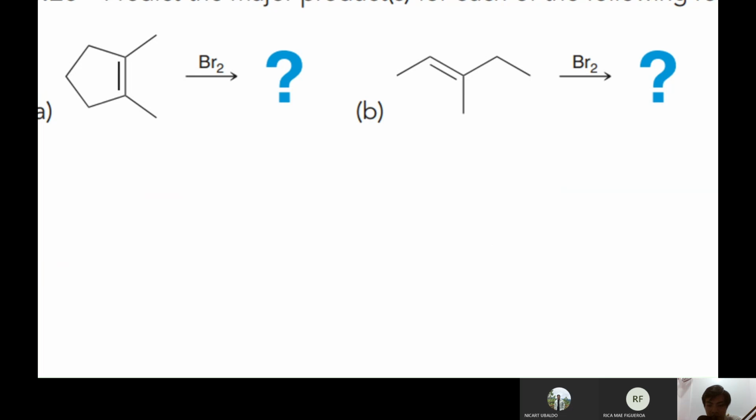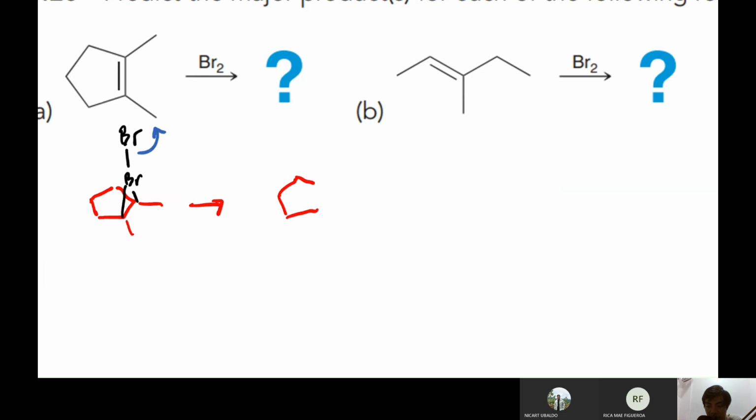So letter A, we have here this molecule na may bromine. Pakita natin yung magiging reaction. Ipahiga ko yung molecule. Yung double bond, aatake yan sa iyong bromine. Tapos magkakaroon ka ng bromonium ion, di ba? Kunwari, yung Br ko, parehas nasa taas. Ganyan yung mangyayari, no? Pakita ko na alis yung Br ko. So I have this transition state.